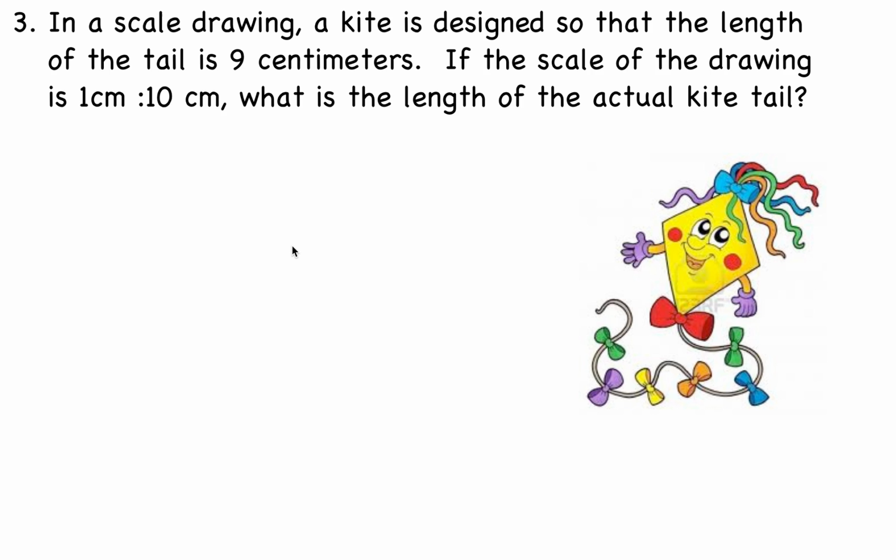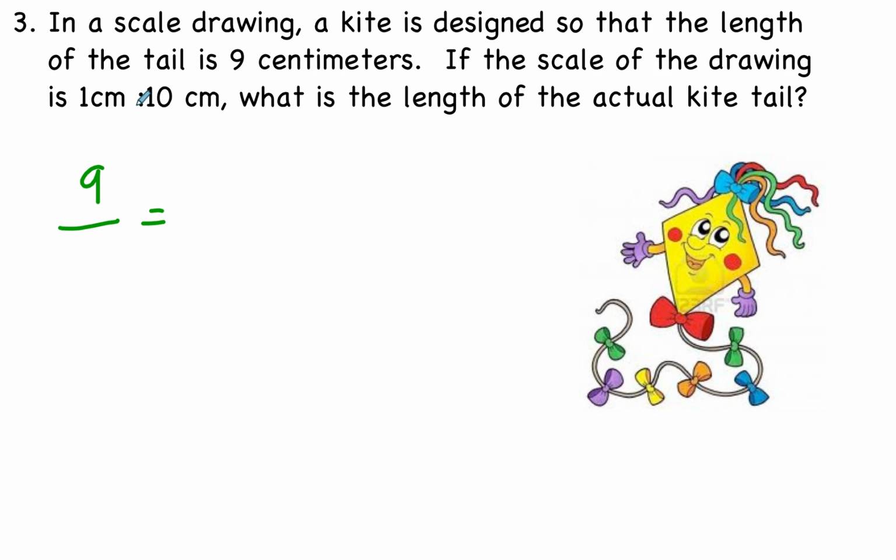In a scale drawing, a kite is designed so that the length of the tail is 9 centimeters. Okay, so the length of the tail is 9 centimeters. If the scale of the drawing is 1 centimeter to 10 centimeters, what's the length of the actual kite tail? So let's go ahead and figure this out. It said a kite is designed so the length of the tail is 9 centimeters. So we want the tail length of 9 centimeters. And the scale of the drawing is 1 centimeter is 10 centimeters.